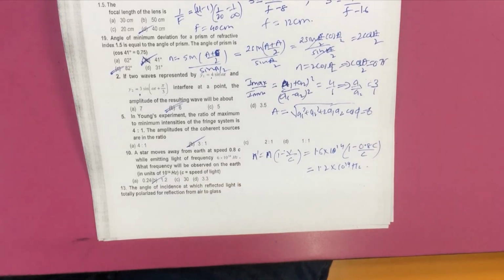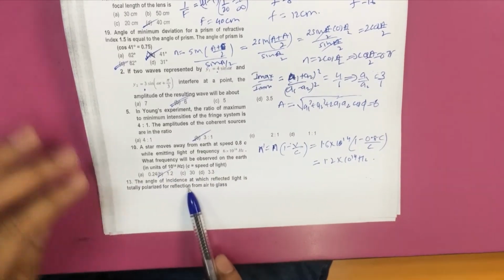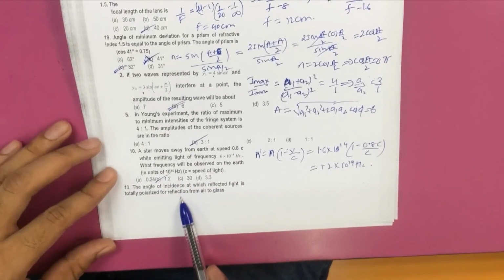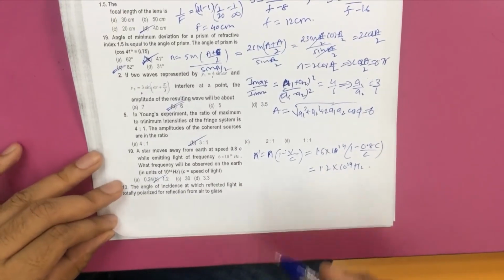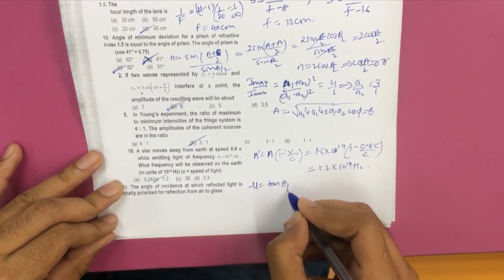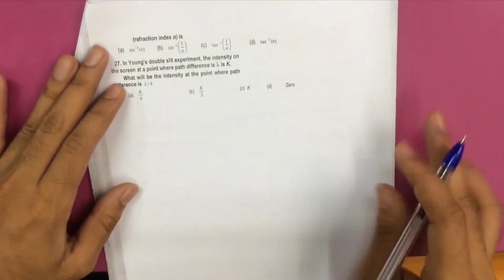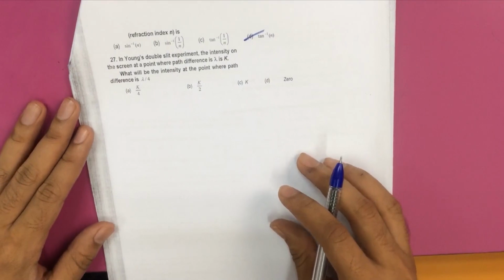That is option B. Next question: the angle of incidence at which reflected light is totally polarized for reflection from air to glass. Mu is equal to tan of the polarizing angle, tan phi. So phi is tan inverse of the refractive index, that is option D.